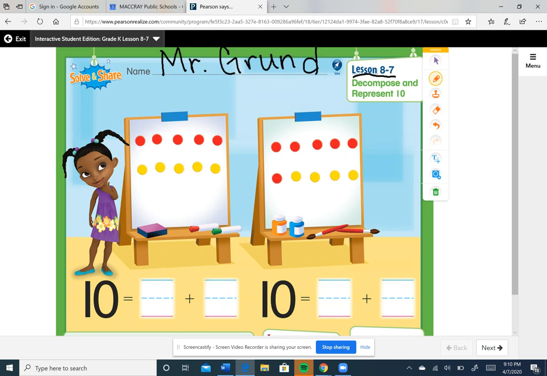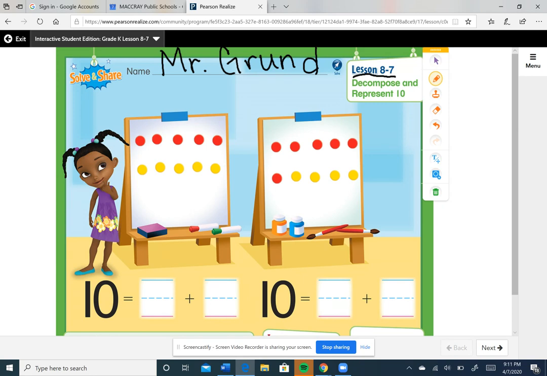All right, so before we get started, I need you to grab 10 counters. And what you're going to do, just like yesterday, you're going to gently put them in your hand and shake them and drop them on your table or wherever you're working at. And you are going to count your red counters and your yellow. All right? And you're going to do this 2 times.